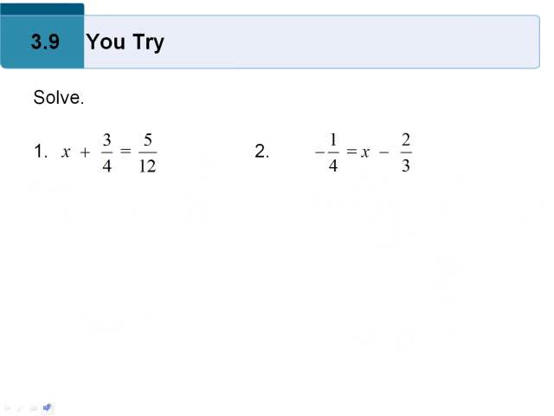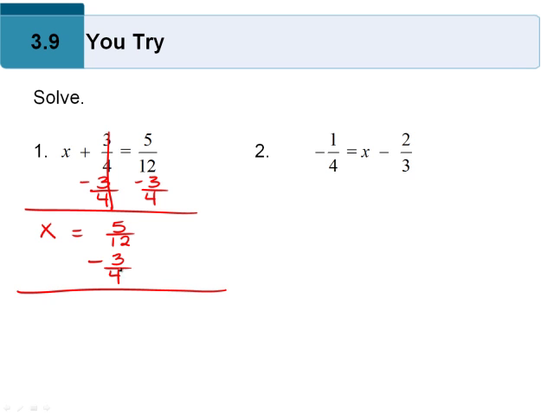Okay? Alright, so here's some for you to try. Pause the video and try these on your own. Number 1, x plus 3/4 equals 5/12. So I want to get rid of the 3/4. So I have to subtract that since it's addition. So always do the opposite operation when you're solving equations. So the x comes down. The 3/4 are gone. And I'm going to work out 5/12 minus 3/4.